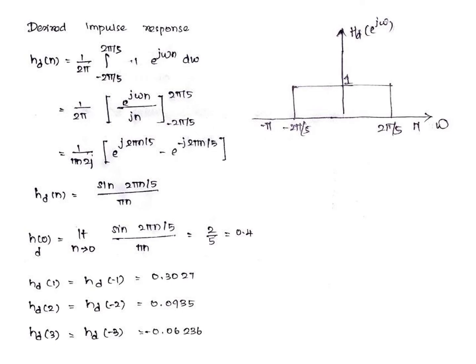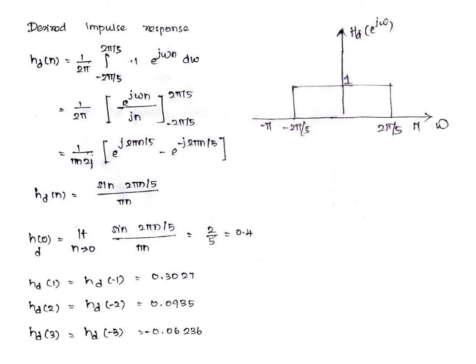So from that we are going to calculate hd of n, that's equal to 1 by 2 pi e power j omega n divided by j n, with respect to minus 2 pi by 5 to 2 pi by 5. So we apply the limits, so we get 1 by pi n into 2j into e power j 2 pi n by 5 minus e power minus j 2 pi n by 5. So from that we get hd of n is equal to sin 2 pi n by 5 divided by pi n.